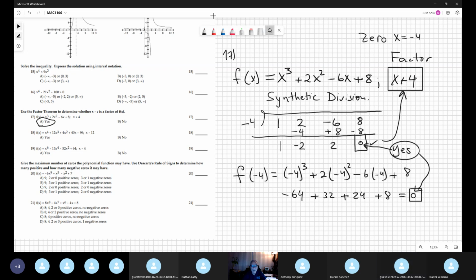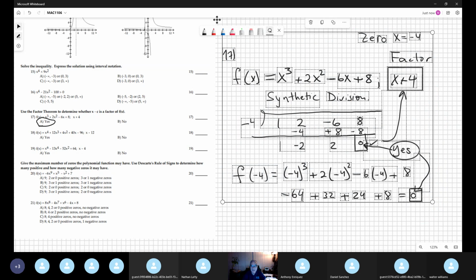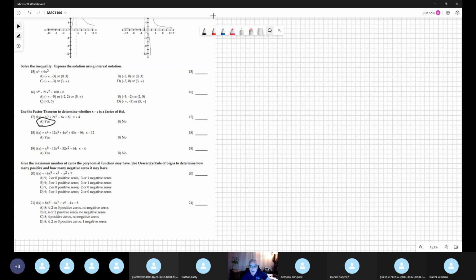Okay, 20 now. 20 is the Descartes rule. Let me recall this idea, which is super easy. Let me show you. You have the polynomial given at the beginning, 20. F of x equals minus 6x to the 9 plus x to the 5th minus x squared plus 7.